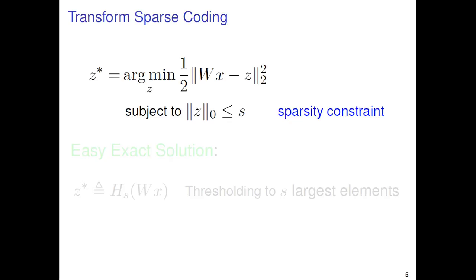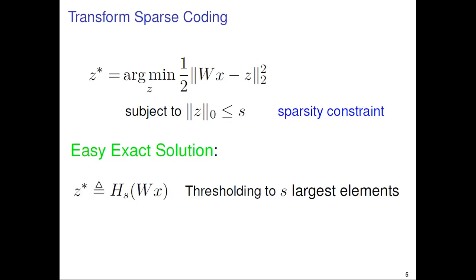Okay, so what is sparse coding here? We have a vector X. We apply the transform to it, and we hope that the result is sparse. So we want to fit it by a vector Z, which is sparse. We want to solve this problem. So this is the sparse coding problem for transforms, not for dictionaries, but for transforms. Okay? It looks, again, kind of difficult. You know, we have the sparsity constraint. How do you do this? Well, it turns out, actually, this is a very, very easy problem. How do we do this?